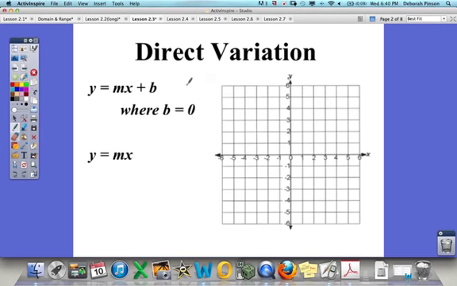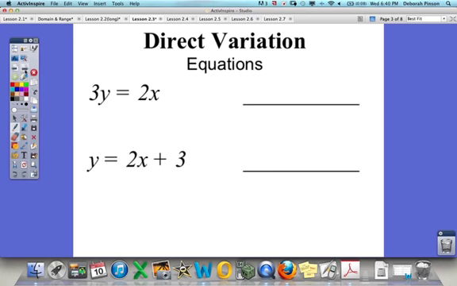Now, here's the bottom line. Direct variation is in y = mx + b form, but the b is 0, which means its y-intercept is crossing right there at the origin. If the b is 0, it's really just y = mx. That's what direct variation is, a direct multiplication relationship between the two.